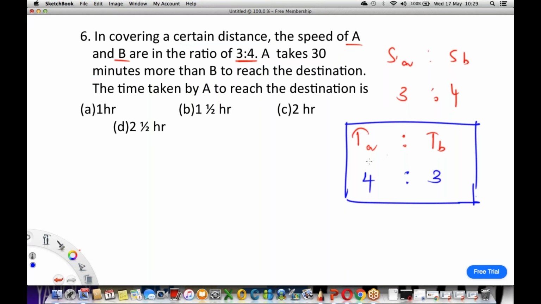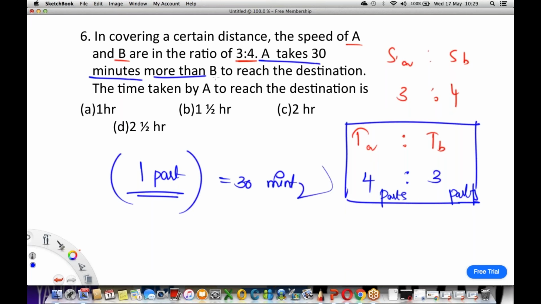So if you look at here, time taken by A is 4 parts, time taken by B is 3 parts. Time taken by A will be 1 part extra, right? Because this is 4 parts and 3 parts, means on top of 3 it is 1 part extra. So time taken by A will be 1 part extra. And what is that 1 part? He mentioned that A takes 30 minutes more. This 1 part is nothing but it is equal to 30 minutes.